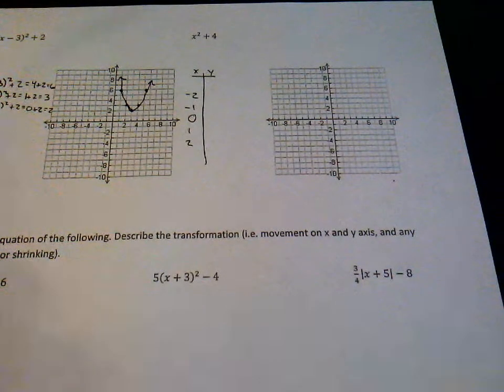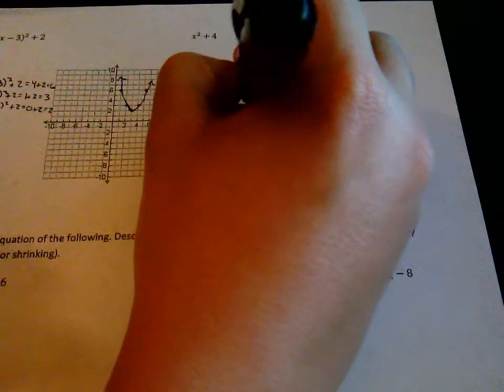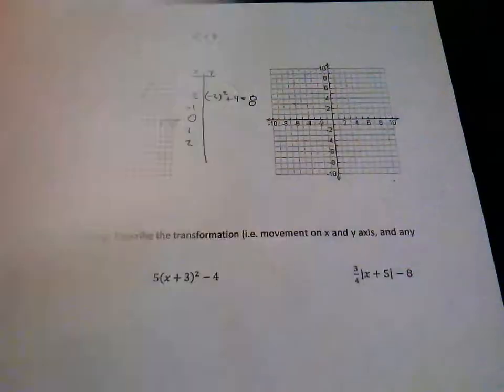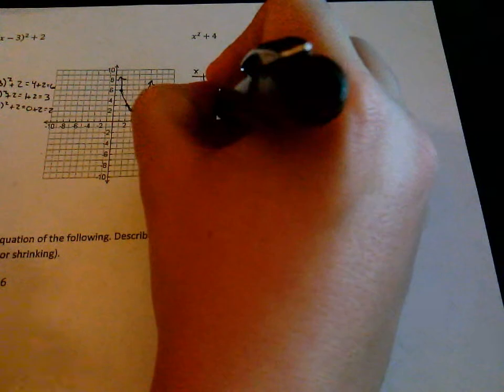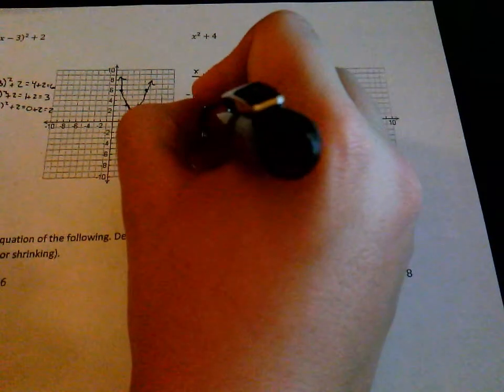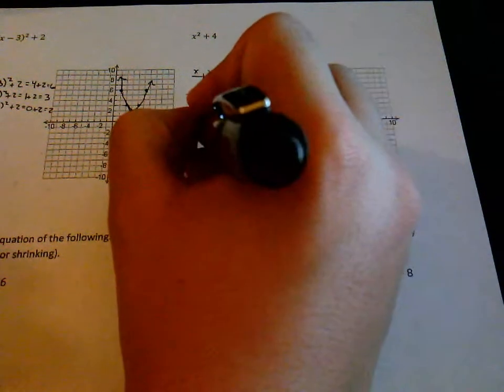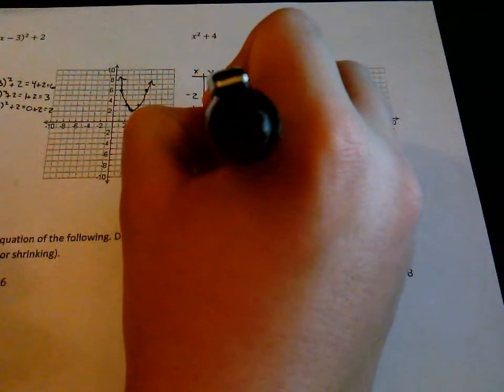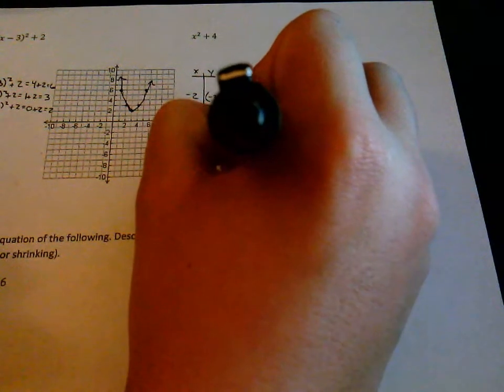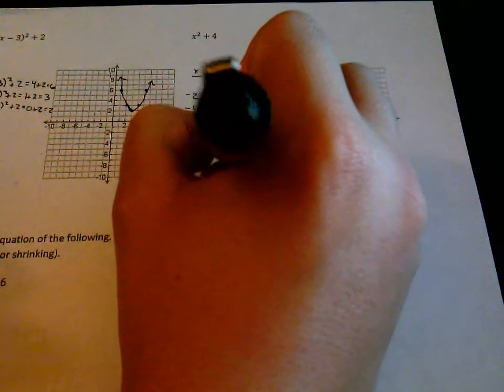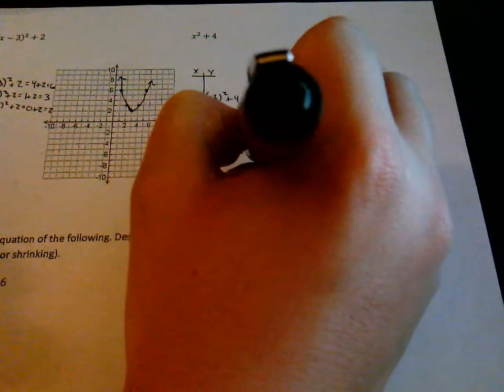And once again, all we do is plug this in. So this becomes -2 squared plus 4, which equals 8. This one becomes -1 squared plus 4, which equals 5. 0 squared plus 4, which equals 4. 1 squared plus 4, which equals 5. 2 squared plus 4, which equals 8 again.